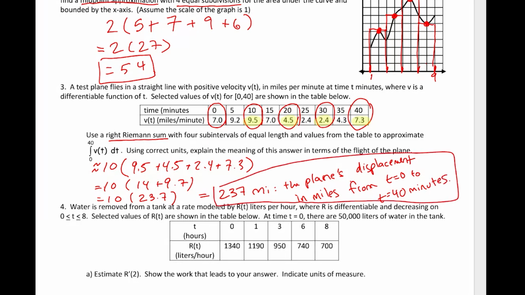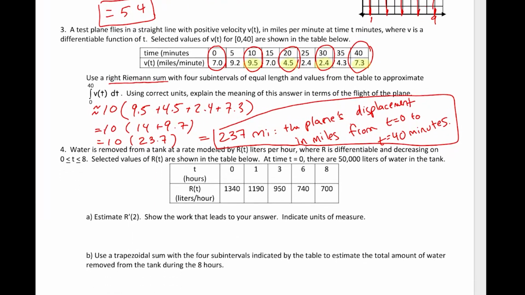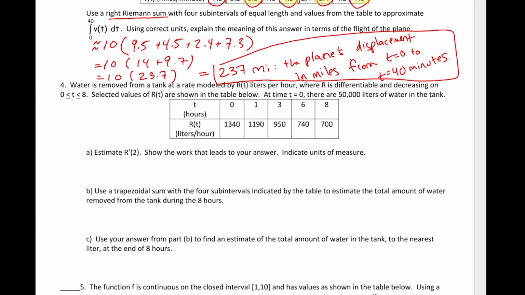So basically it's saying, how far did that plane end up compared to where it started? Okay, let's move on to number 4. It says water is removed from a tank at a rate modeled by capital R, measured in liters per hour, where R is differentiable and decreasing on the interval 0 to 8. Selected values of R are shown in the table below. When time is 0, there are 50,000 liters of water in the tank.